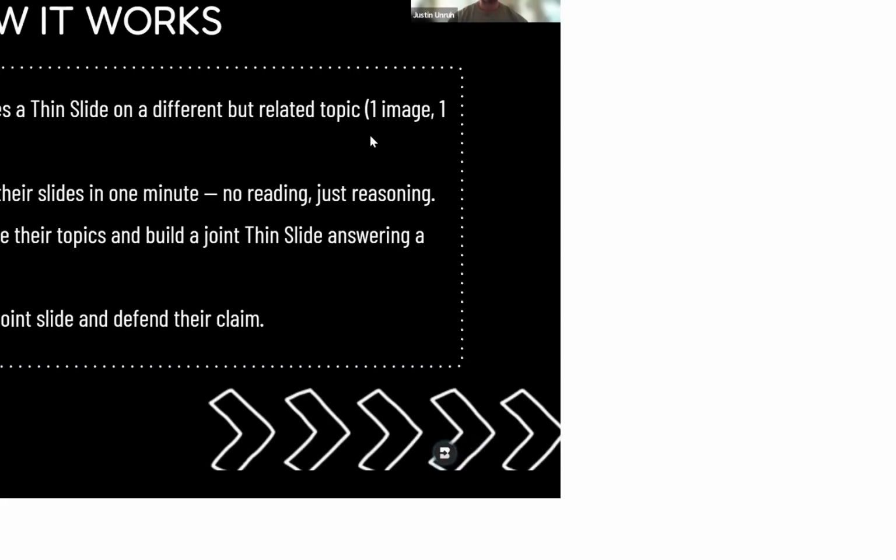So how it works, each student makes a thin slide on a different but related topic. So one image and one word. Then we present them. Students explain their slides, and it should be 4 seconds there. No reading, just reasoning. And then we face off. Partners compare their topics and build a joint thin slide answering a synthesis question. And then pairs present their joint slide and defend their claim. So that's the bare bones of it.